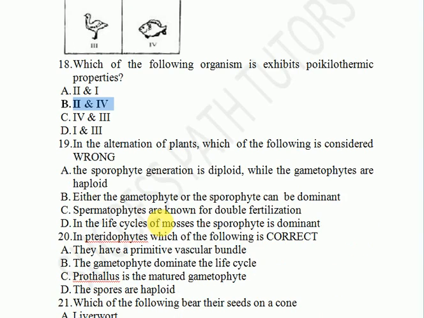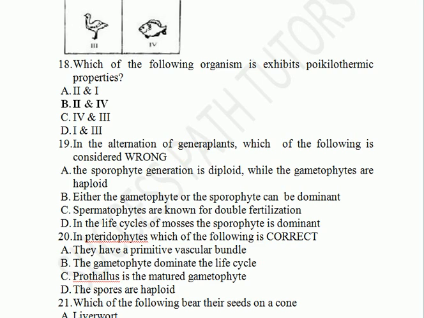In alternation of generation in plants, it should be alternation of generation. Sorry, I prepared some of these at midnight, so I was a bit tired when compiling this, so please pardon me. That's why there are some mistakes in here.